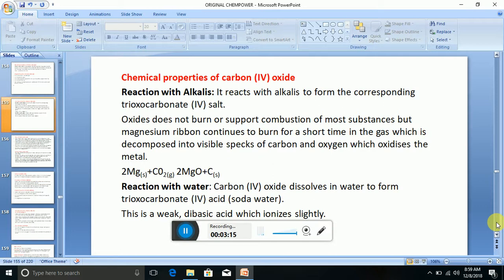Reaction with water. Carbon (IV) oxide dissolves in water to form trioxocarbonate (IV) acid, soda water. That is the name of the solution formed. This is a weak dibasic acid which ionizes slightly.